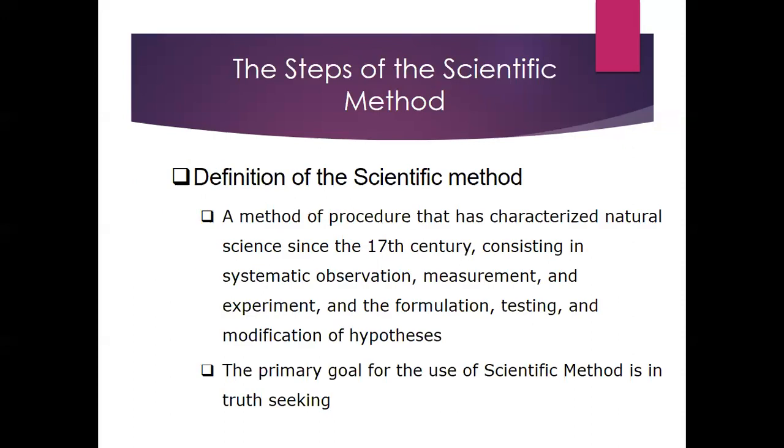So we want to look at exactly what the scientific method is. So let's first look at a definition of it. So the method or the process of this method that has characterized natural sciences since the 17th century. It consists of systematic observation. So it must be well organized and strategic in your observations. The measurement of those observations or those variables that you want to measure, collecting data in order to facilitate that measurement, the development of an experiment.